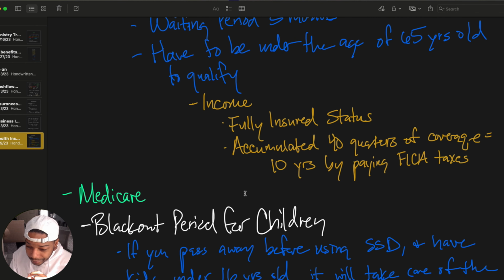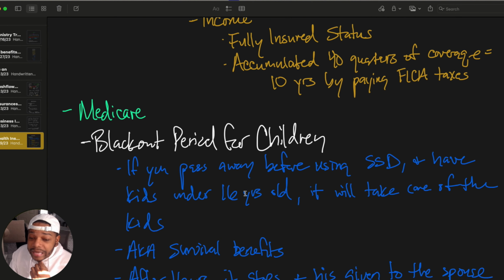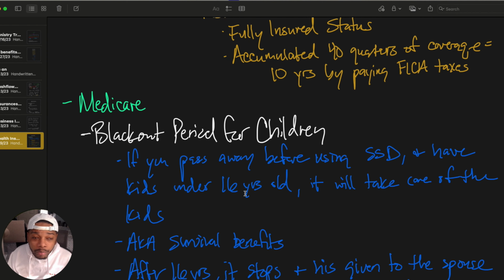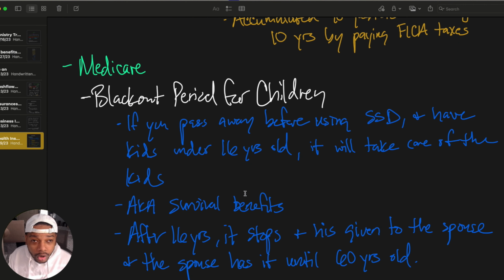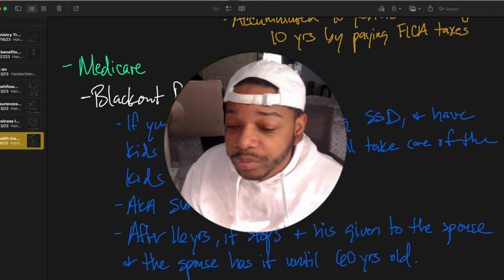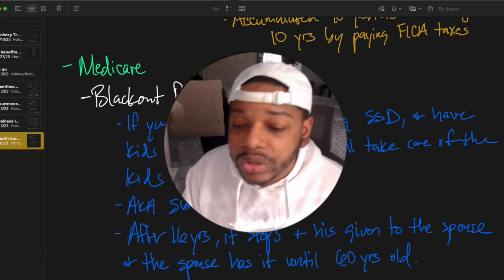So like I said, you have to hit a certain amount of income in order to do that. And the last thing, Medicare. This is a blackout period for children, right? If you pass away due to SSD, which we just broke down, which is disability, and have kids under 16 years old, it will take care of your kids, okay? This is what you would call a survival benefit, right? After 16 years, though, it stops. And it's pretty much given to the spouse, and the spouse has it until 60 years old. So this is pretty much everything, y'all, when it comes to total disability.